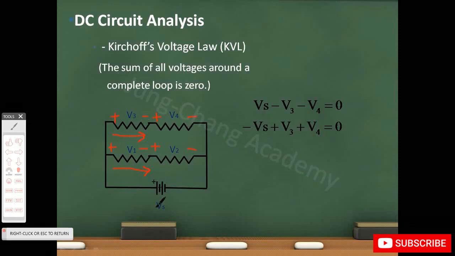So now if we apply Kirchhoff voltage law to the outermost loop, this one here, in the clockwise direction, like this, we will have plus Vs, because we go from negative to positive, and we go from positive to negative, so we have minus V3 and minus V4 equals 0.